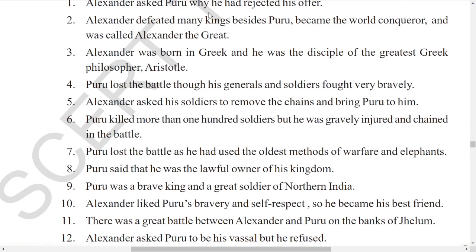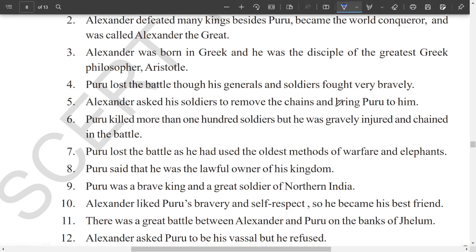Yes. Alexander asked Puru why he had rejected his offer. That cannot be the first sentence. Let us look at the next one. Alexander defeated many kings besides Puru. Cannot be used as the introduction here. See, the third one is the introduction of Alexander. Third one can be the first one.